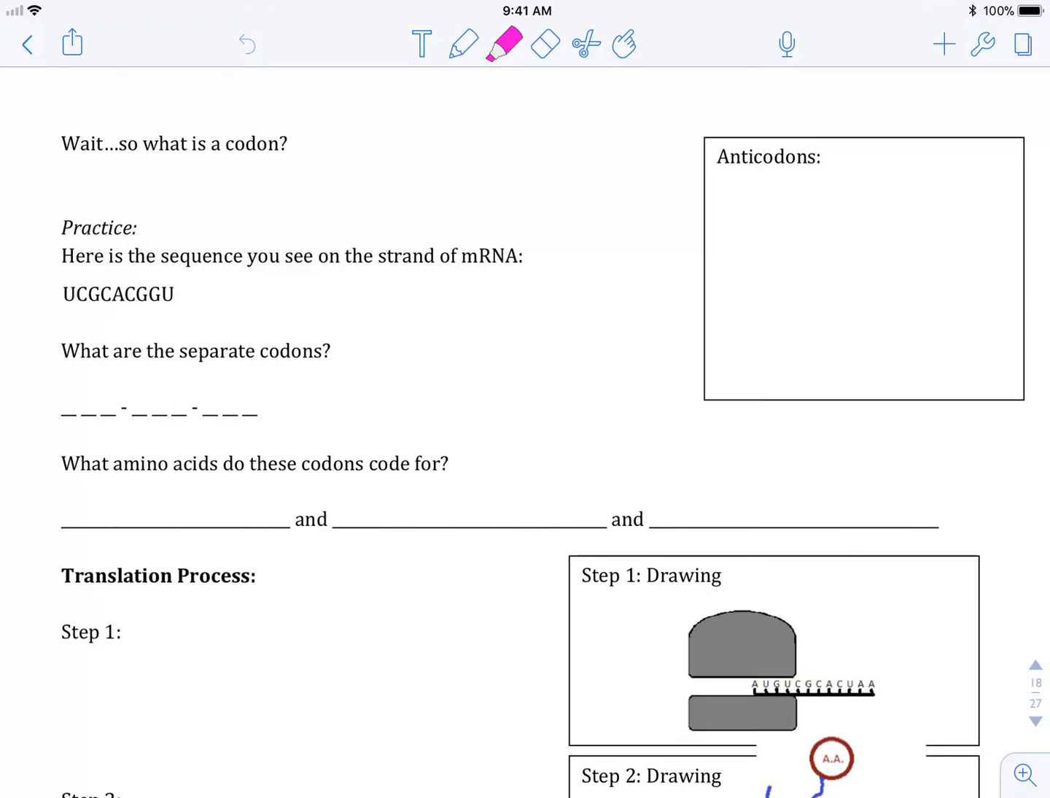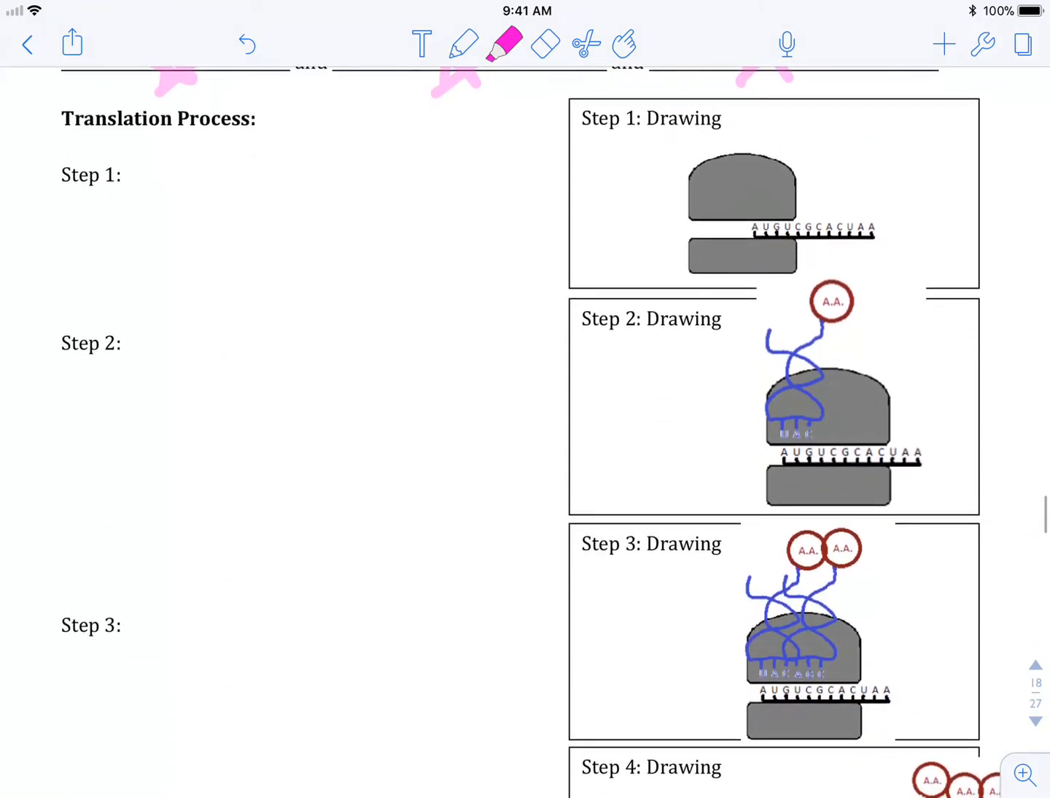On Friday, we got up to here where we figured out what these amino acids coded for. We skipped this part about anticodons, and we're going to skip it again for a few minutes. We will come back to it. But I want you guys to focus first on the translation process. And that's what we're going to go through briefly here.